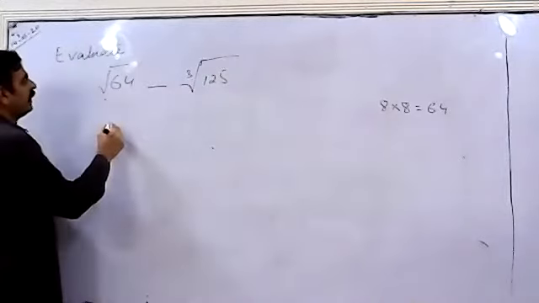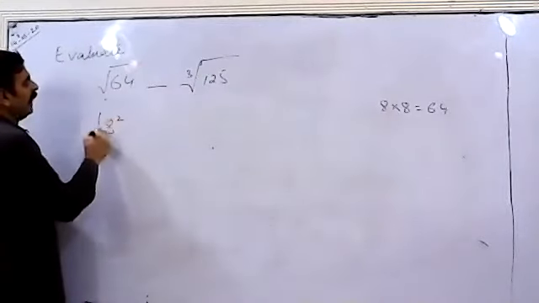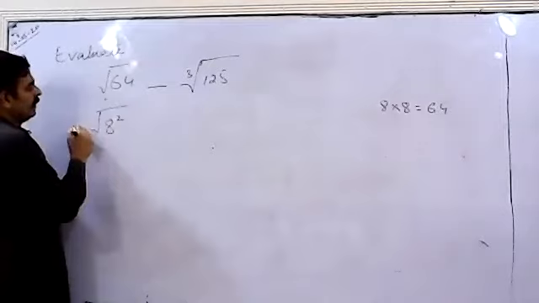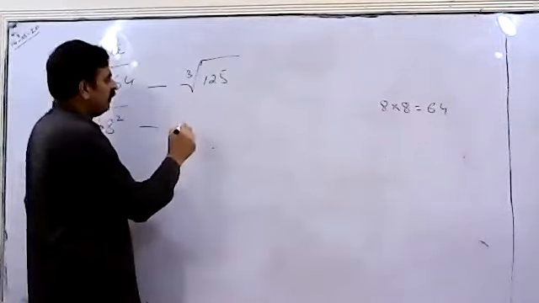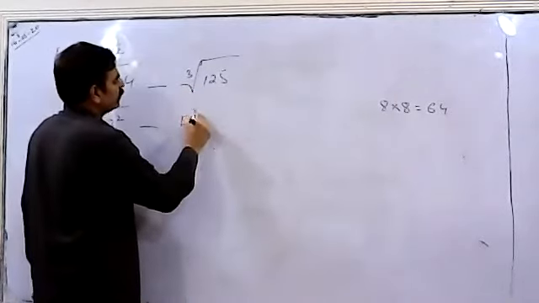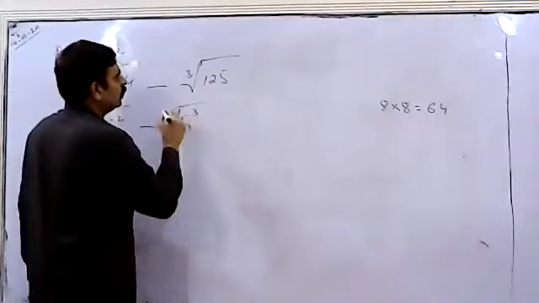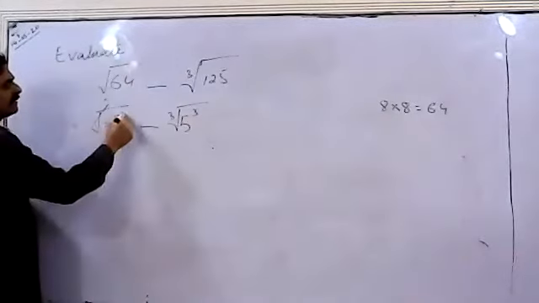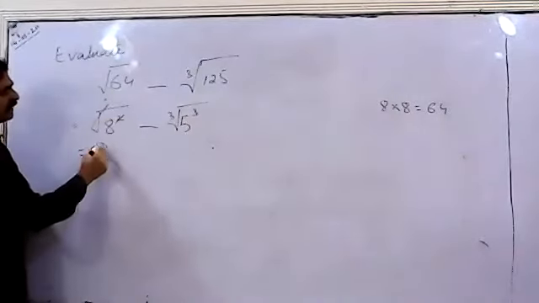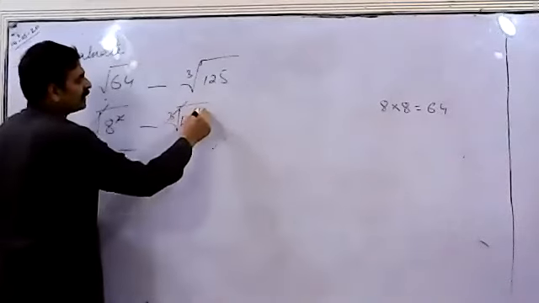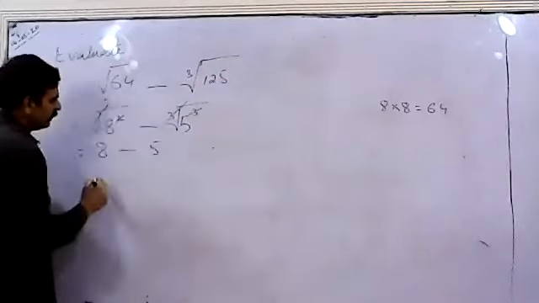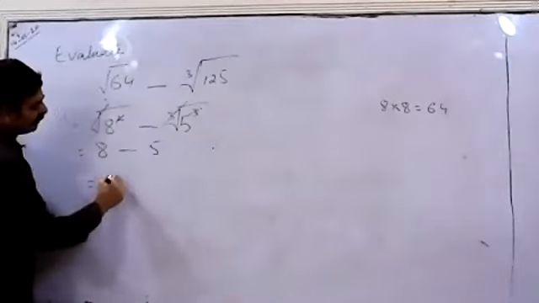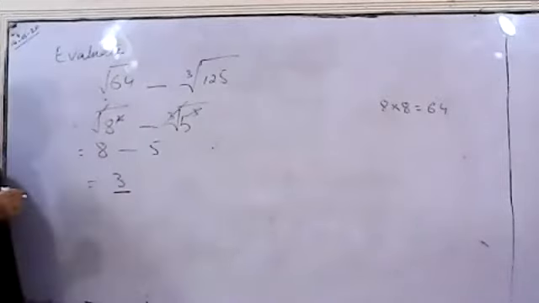So here we can write 8 power 2 under the square root, and 125 means 5 power 3 under the cube root. The square root is cancelled with the square, so it remains 8. The cube root is cancelled with the cube, so it becomes 8 minus 5. The final answer is 3.